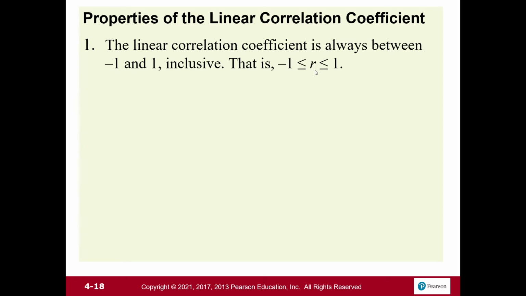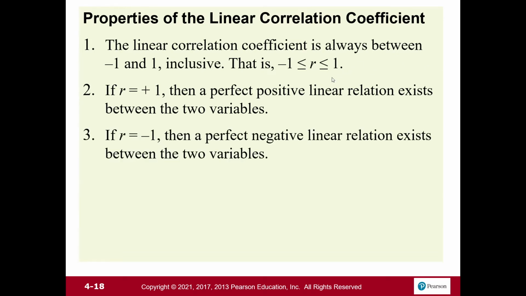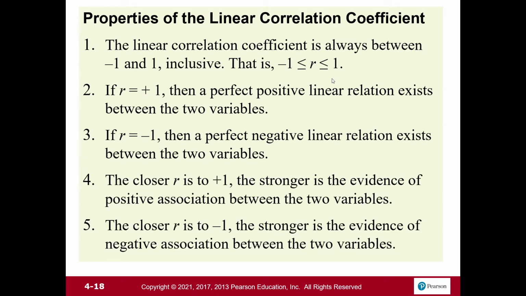The closer r is to 1 or -1, the stronger the linear relationship is in the scatter diagram, the scatter plot. If it's at +1, this would represent a perfect positive linear relationship. If it's at -1, this would represent a perfect negative relationship. The closer r is to +1, the stronger the evidence of a positive association, and the closer it is to -1, the stronger the evidence of a negative association.